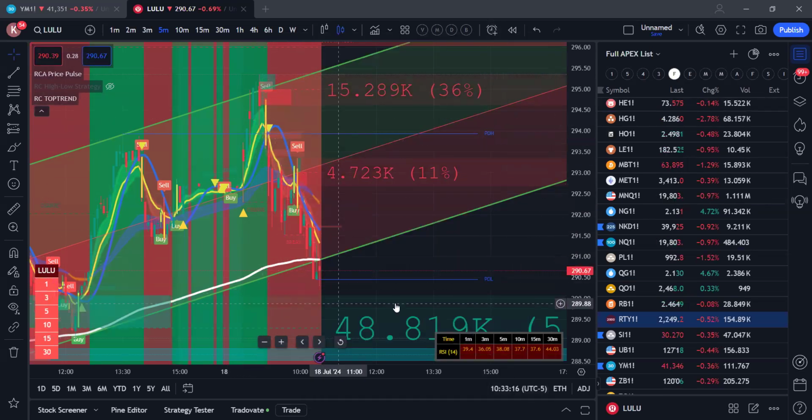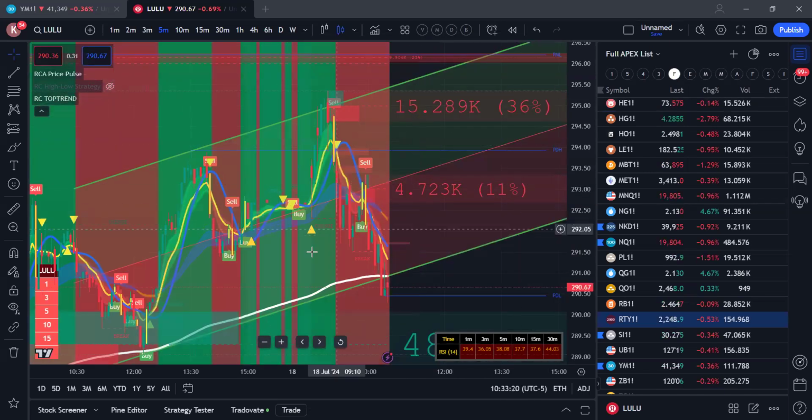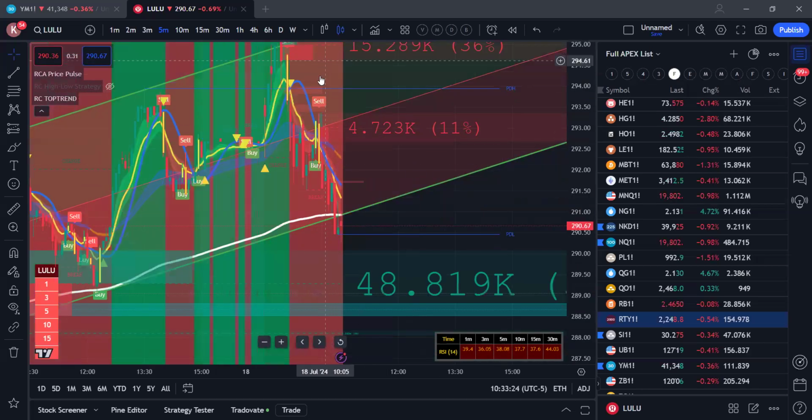right? It came all the way to the bottom of the channel. Overall, Lulu is a bullish ticker, right? The channel is pointing towards the upside. The price came to the bottom. There is a high possibility it will touch this and then start going up.